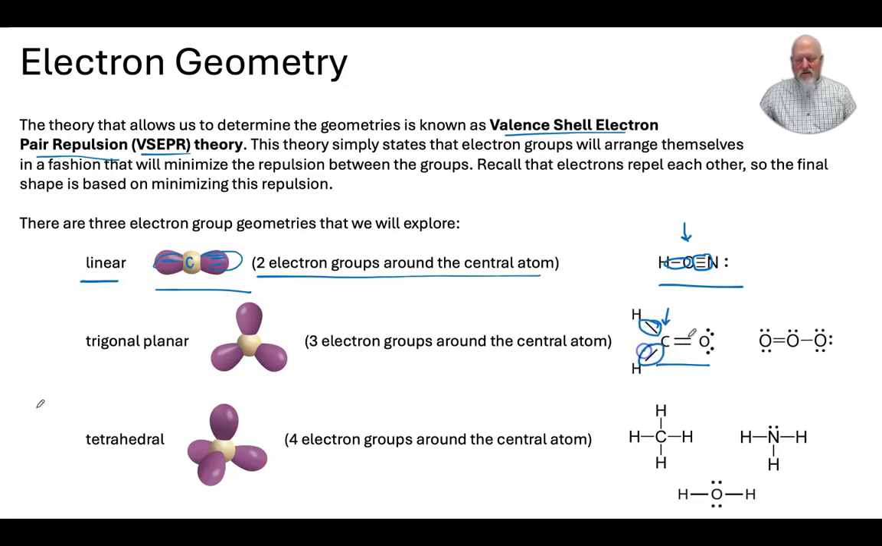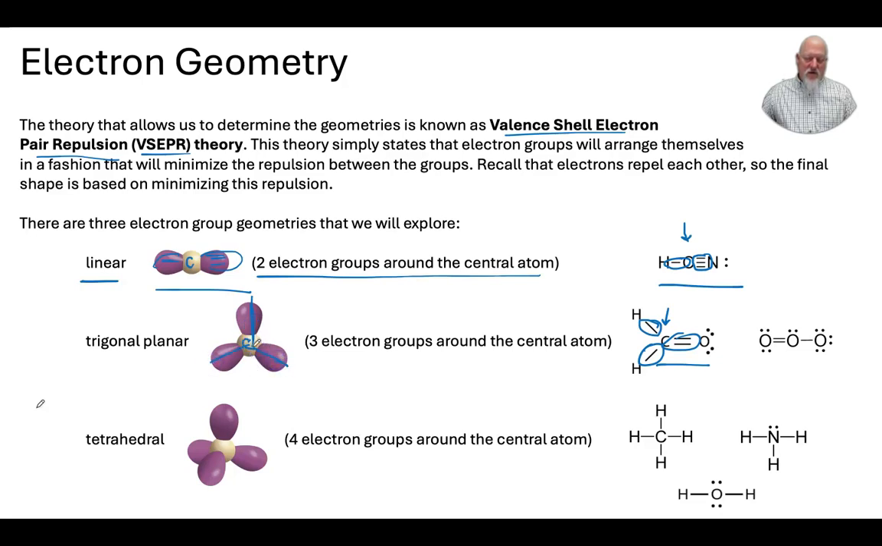1, 2, 3. So the bond between the carbon and the hydrogen is 1. The other bond between the carbon and the hydrogen is 2. And then the double bond with the oxygen is 3. There are no non-bonding electrons in there. So I've got 3 electron groups that have to get as far away from each other as possible. And I can see that this depiction over here shows what happens.